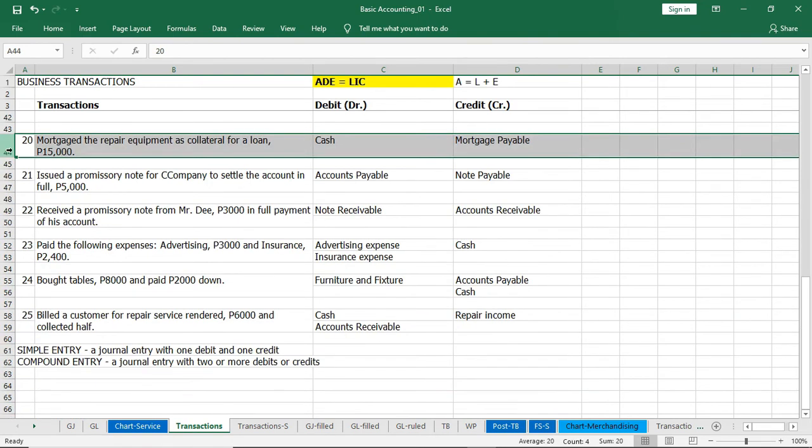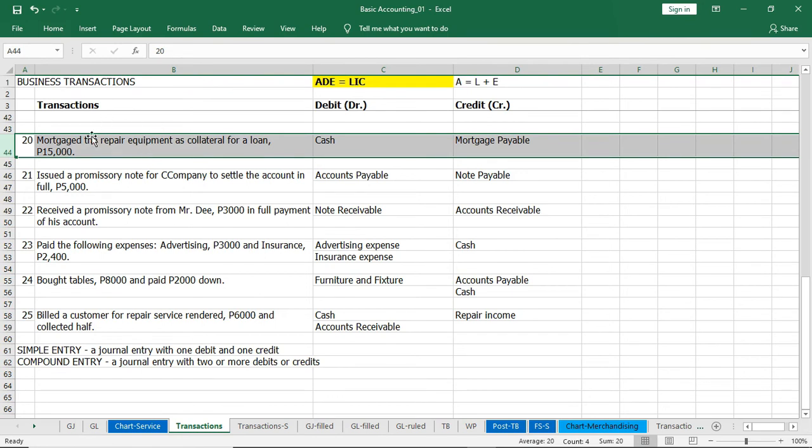Next transaction, mortgage the repair equipment as collateral for a loan, 15,000. So, anong kaibahan ba ng loan payable sa mortgage payable? Mortgage payable, ibig sabihin, kapag hindi nakabayad itong si debtor or yung umutang, merong other asset na nakaabang. Pag hindi nakabayad, kukunin yung, example dito is yung repair equipment. Okay? In case na hindi makabayad ang business, yung repair equipment is kukunin nung nagpautang. Okay? So, dito, mortgage the repair equipment for a loan, 15,000.